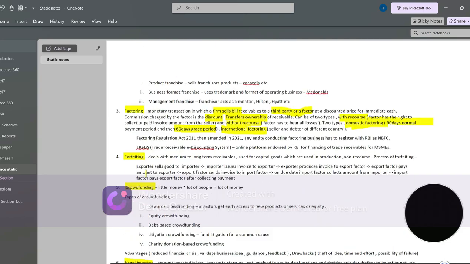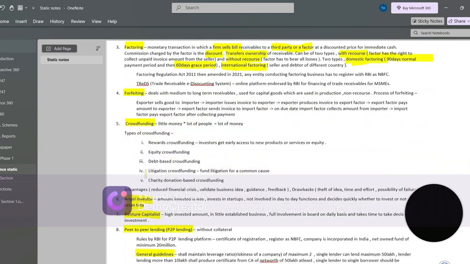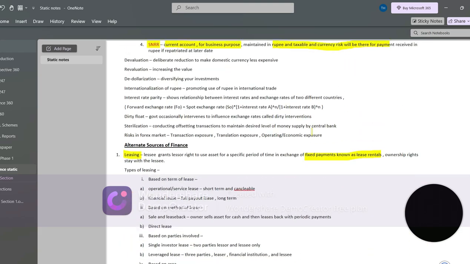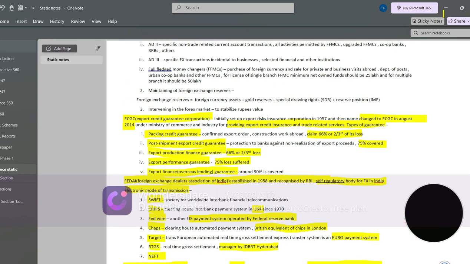So that is all. Now, for all of these alternate sources of finance, the basic thing that should be kept in mind is that your social cost should always be lesser than social benefit. By social cost, we mean private cost and external cost. And for social benefit, we mean private benefit and external benefit. So that is all. We are done with both the chapters.